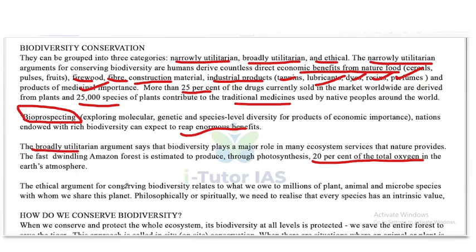Now the ethical argument for conserving biodiversity relates to what we owe to millions of plants, animals, and microbe species with whom we share this planet. Philosophically or spiritually, we need to realize that every species has an intrinsic value.